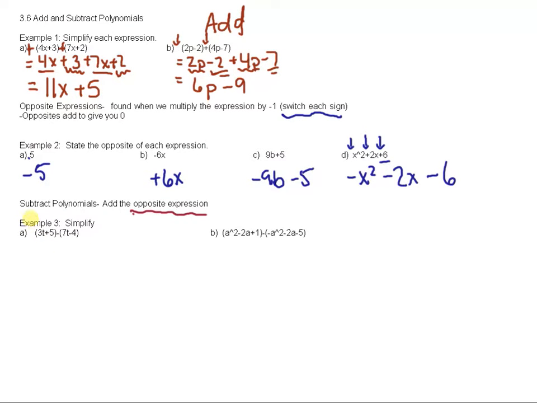If you can see here, there's a plus sign in front of this bracket, so we can just drop that bracket, no problem. But when there's a negative sign in front of the bracket, let's rewrite this bracket, but instead of writing 7t, we'll write negative 7t. Instead of writing negative 4, we'll write plus 4. We just change this bracket into the opposite. So we have 3t minus 7t, so I get negative 4t, and positive 5 plus 4, I get plus 9.